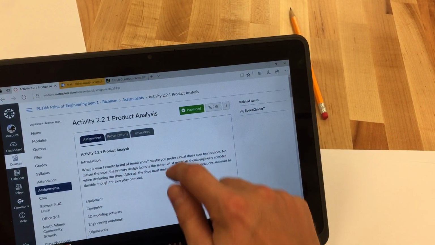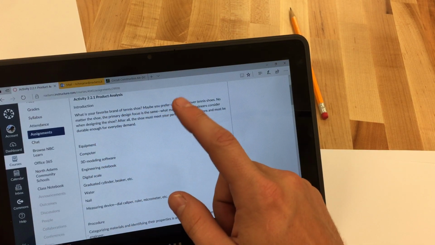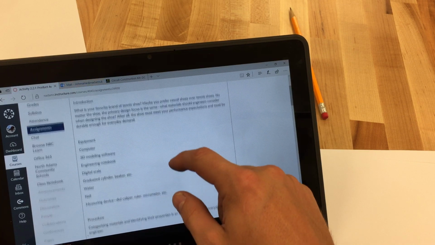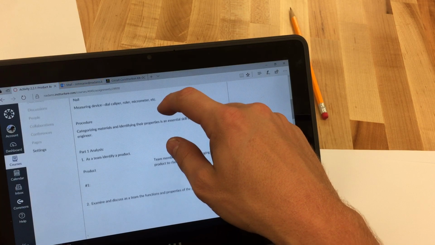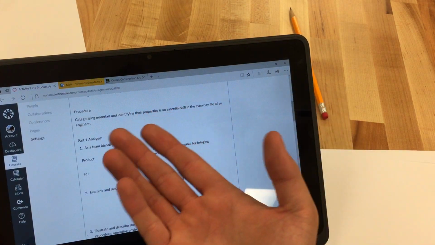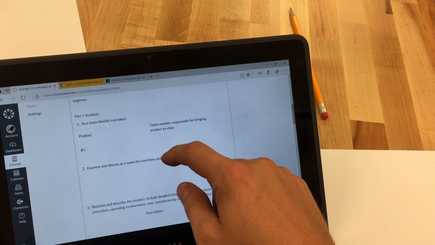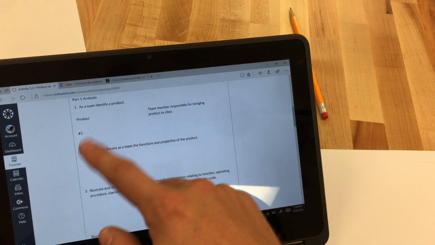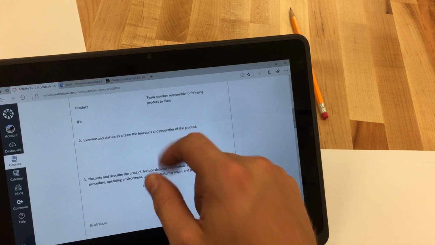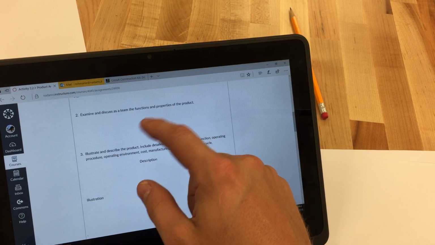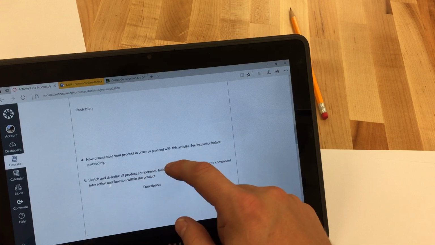Okay, here's the assignment that we're going to do. So basically you need to bring in something from home, and you are going to categorize the materials of whatever item you bring in, identifying their properties. Okay. Product 1, team members responsible for bringing product to class, that's you. So you'll examine and discuss this, illustrate the product, now disassemble your product.